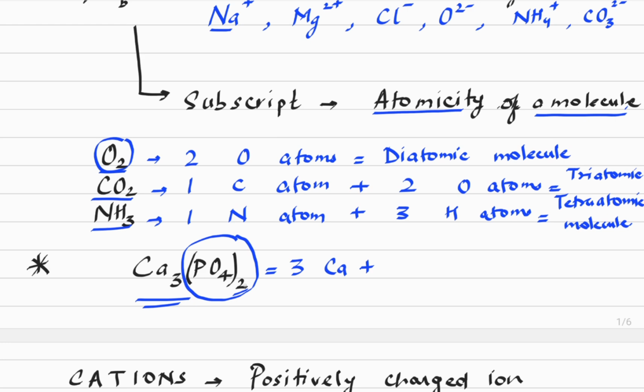When that happens, you should know that this number gets multiplied with whatever is inside the bracket. So this 2 gets multiplied with phosphorus and 4 atoms of oxygen. So in one molecule of calcium phosphate, we have 3 calciums, 2 phosphorus, and a total of 8 oxygen atoms. So the total atomicity of calcium phosphate is 13. Okay? If you understand this, writing chemical formulas should be very, very easy for you.